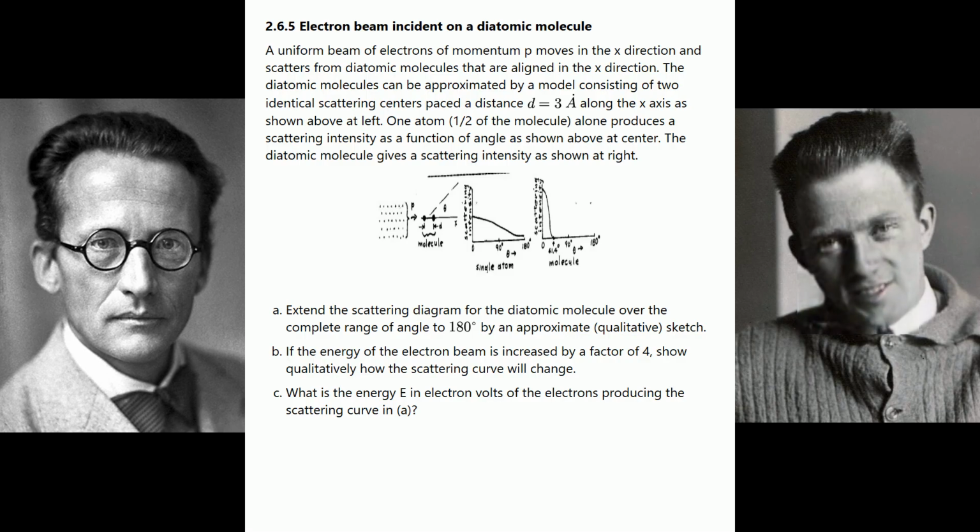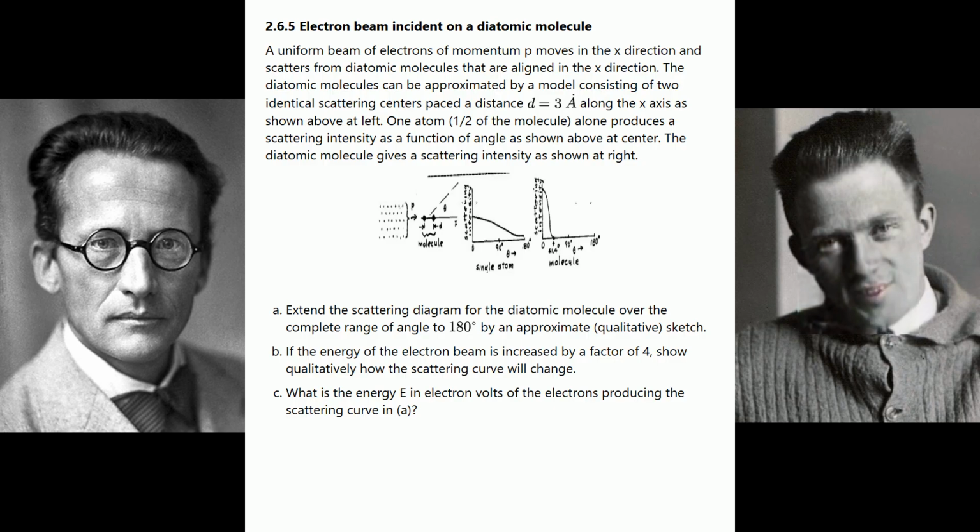2.6.5 Electron beam incident on a diatomic molecule. A uniform beam of electrons of momentum p moves in the x direction and scatters from diatomic molecules that are aligned in the x direction. The diatomic molecules can be approximated by a model consisting of two identical scattering centers spaced a distance d equals 3 times a along the x-axis, as shown above at left. One atom, one half of the molecule, alone produces a scattering intensity as a function of angle as shown above at center. The diatomic molecule gives a scattering intensity as shown at right.